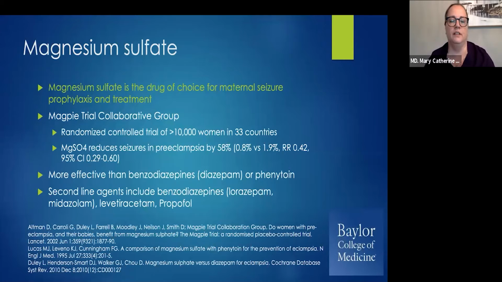published in 2002 in the Lancet, but basically this was a randomized controlled trial of more than 10,000 women across 33 countries. And what they found was that magnesium sulfate reduced seizures in women with preeclampsia by 58%. And you can see there the 0.8% versus 1.9%, that's placebo versus magnesium, and that was statistically significant.